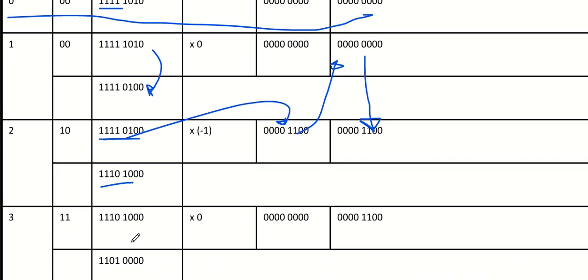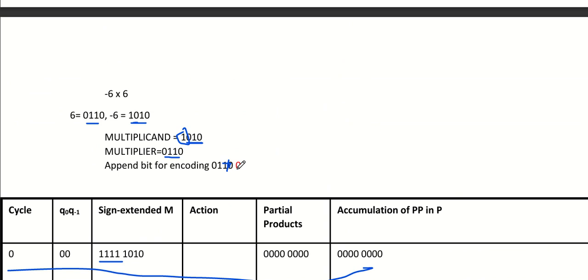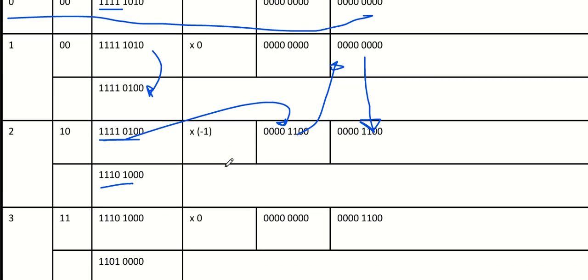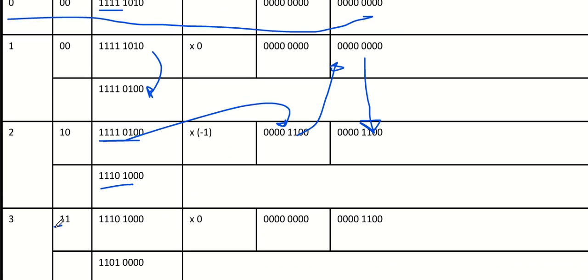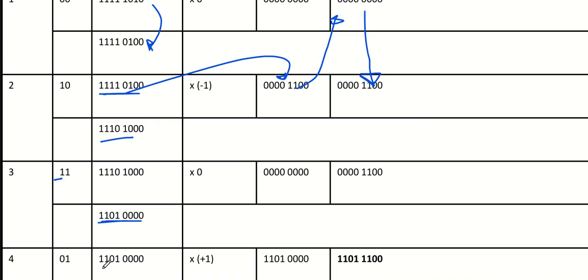So the next step, we've done 0 0, we've done 1 0, and we now come to do 1 1. So that's what you see, 1 1. They say we should not do anything, but after every cycle, they say we should shift left. So that's the rule, and we've shifted left.